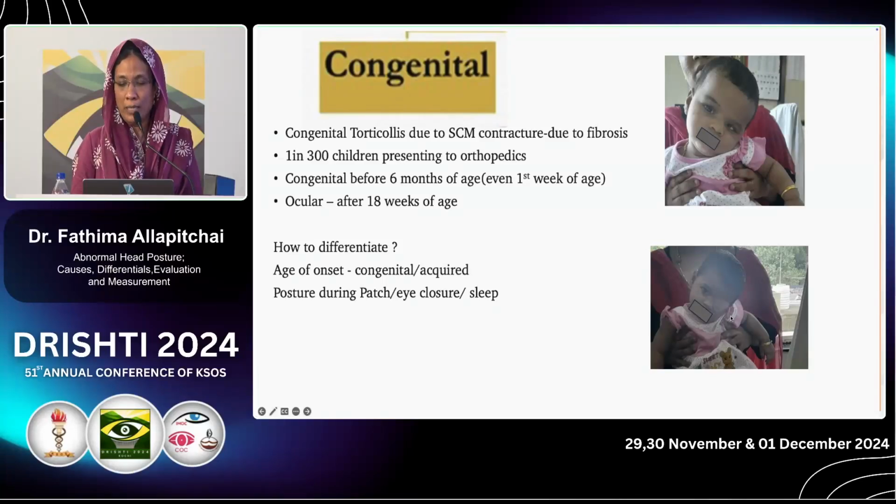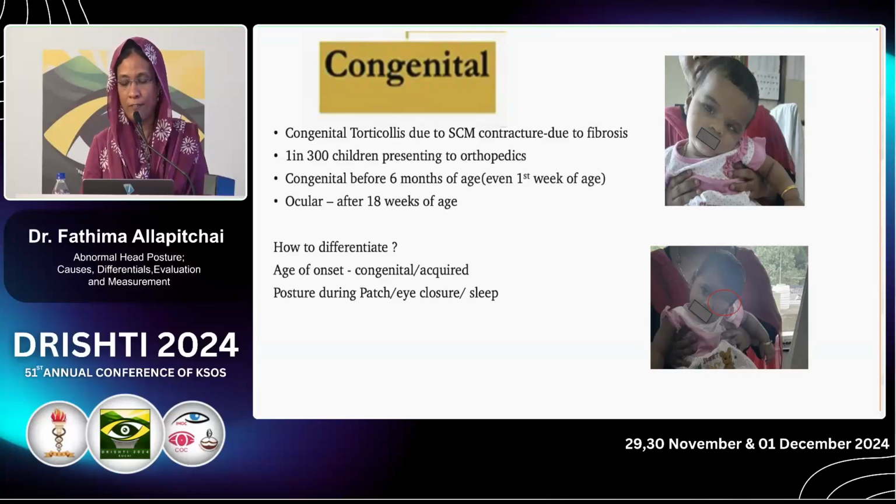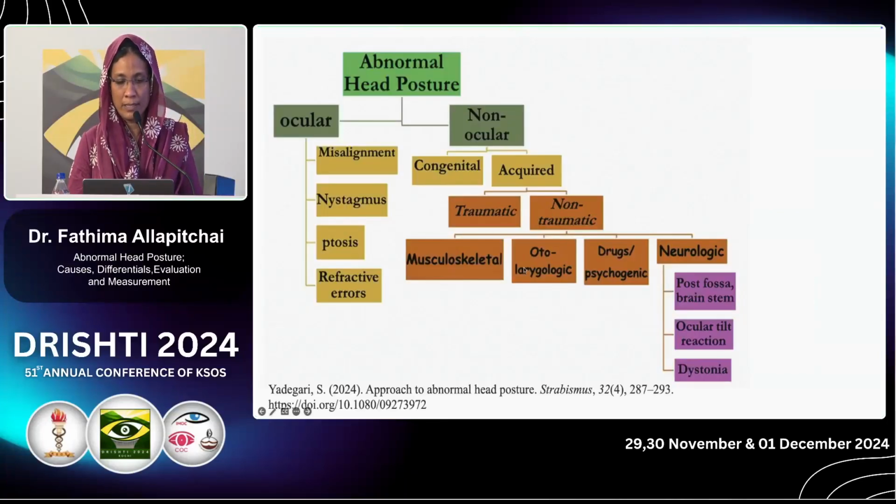We can also do a patch test. When you apply a patch, if the head posture is not altered, it says it's not ocular head posture. Otherwise, in grown-up children, you can ask the child to close the eyes for a few minutes and observe, if the child is cooperative enough. Otherwise, you can ask the patient's parents about the history during sleep, how the child's head posture is during sleep. Mostly, if it is normal during sleep, it will not be ocular, unlike in a situation where secondary muscular contracture has developed. Even there, you can inquire about the earlier history. The exception for this patch test is nystagmus, for obvious reasons, where we will not go for a patch test.